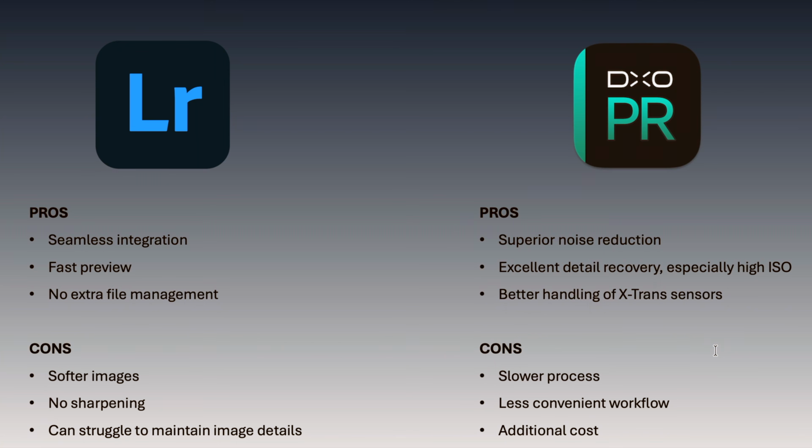DxO PureRAW, on the other hand, is built for maximum quality. It delivers superior noise reduction, especially in high ISO and dark tones, and its optics modules give noticeably better sharpness. It also handles X-trans sensors particularly well. But you pay for that quality with a slower process, extra DNG files, added cost, and a slightly less streamlined workflow. It can also oversmooth if you're not careful. So if you value speed and simplicity, Lightroom is an easy choice. But if you're chasing the best possible image quality, then DxO is simply too hard to beat.